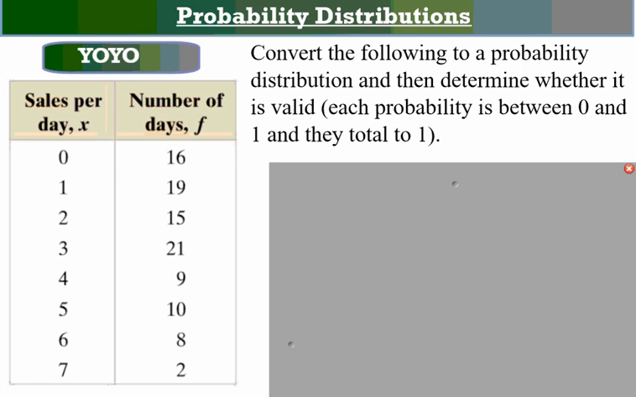I'm going to give you a chance to try constructing a probability distribution from a frequency distribution, and then determine whether it's valid. That is, each probability is between 0 and 1, and they total to 1. So this is the number of sales per day and how many days they had of that. For example, there were 9 days where they had 4 sales in that day. So give it a chance and come back and see how you did.